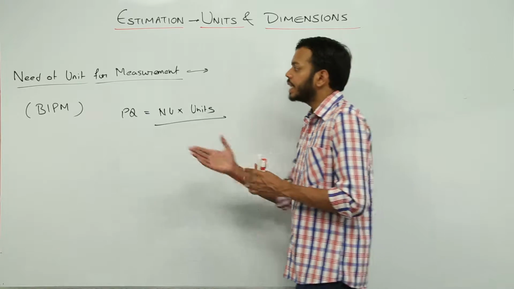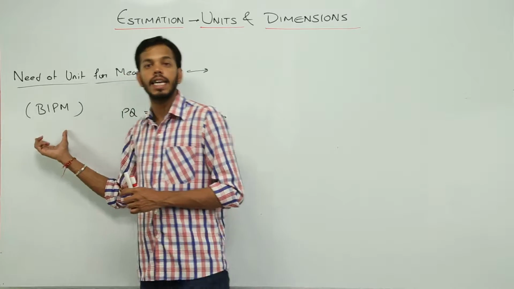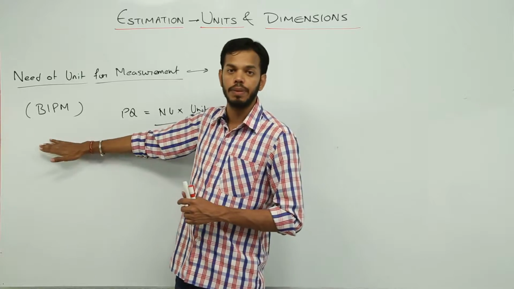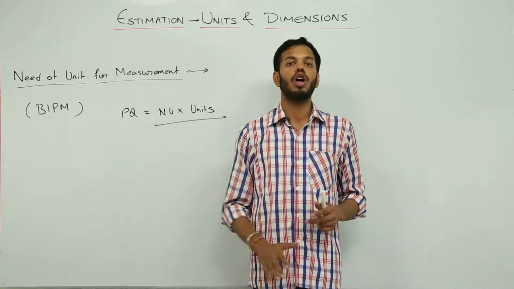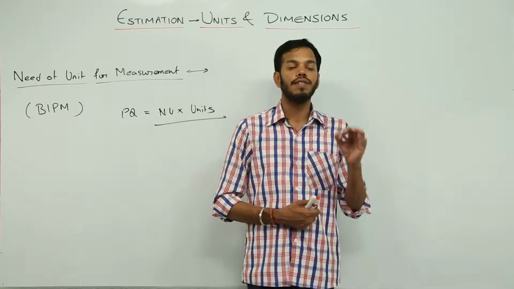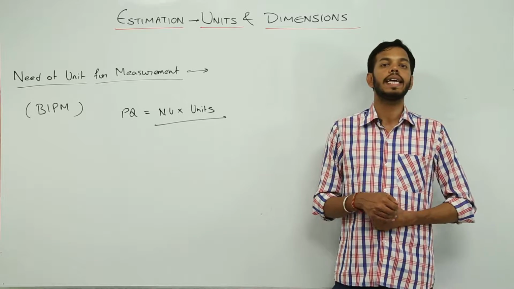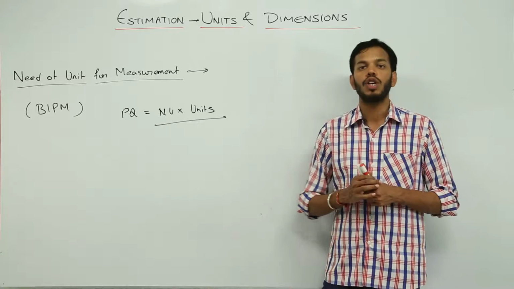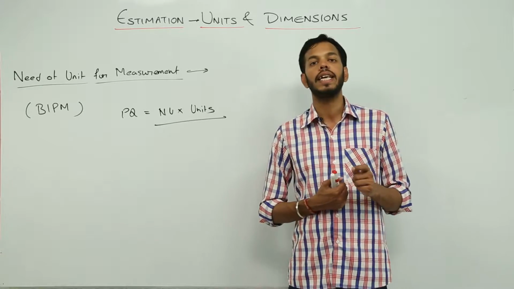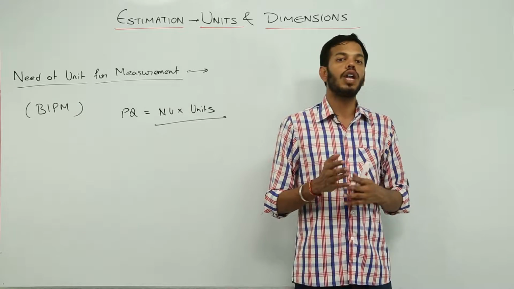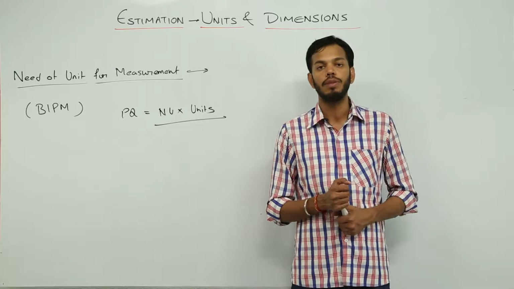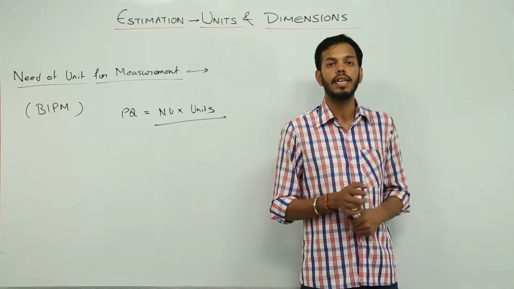They made this society, the International Bureau of Weights and Measures. This society got established and they defined a particular set of units for all sorts of physical quantities that exist throughout physics. For example, for mass, 1 kg is defined as the standard unit of measurement. For length, 1 meter is defined as the standard unit of measurement. For time, 1 second is defined as the standard unit.